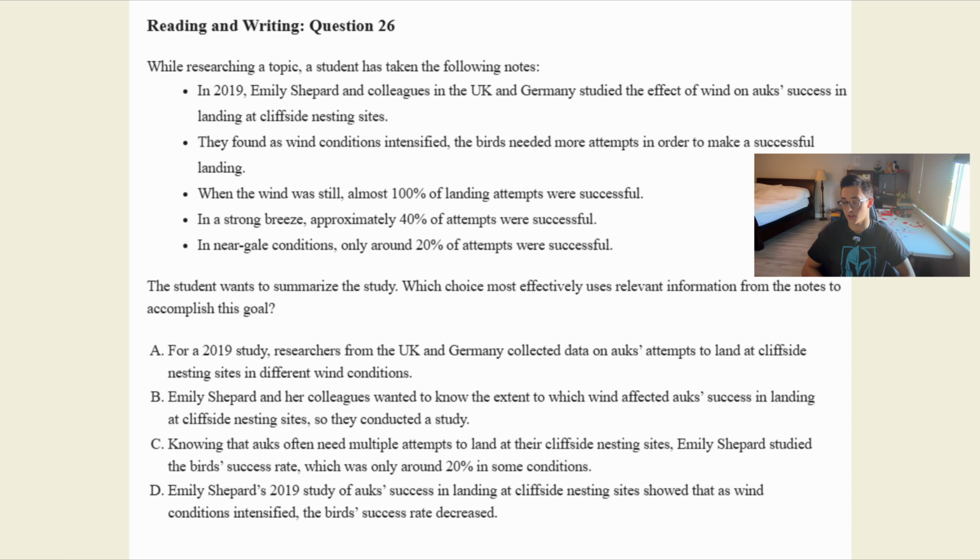College Board actually wants who conducted the study, when it was conducted, and the results, all when they want you to summarize the study. So let's see which answer choice does that best. A says, for a 2019 study, so there's when, researchers, so that's who, collected data on the attempts to land at cliffside nesting sites. So yeah, that's part of the step by step, but we don't get the results in there. So that's not everything we're looking for. I like that answer choice.